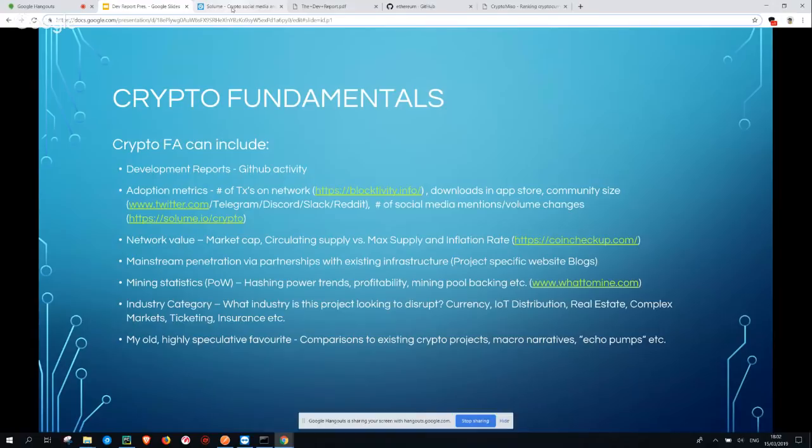Mining statistics, I'm not too familiar with the mining side of this, but if you're looking at POW coins, you can look at whattomine.com and get a real look at the statistics and different metrics for profitability, number of miners, mining pools, division of, how spread out, how decentralized it is, stuff like that, if it's interesting to you. And then things like industry category.